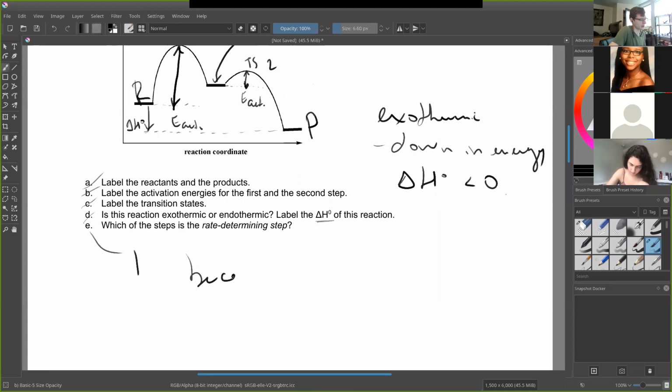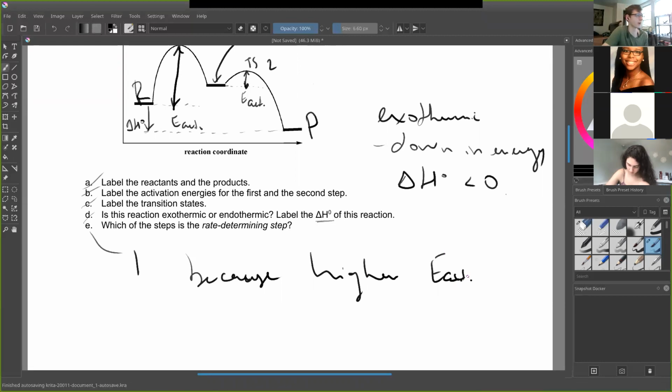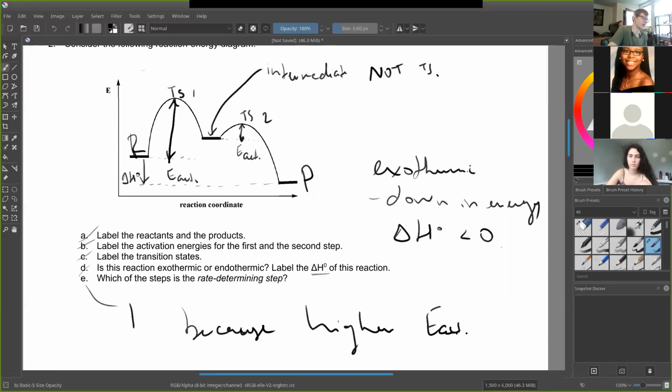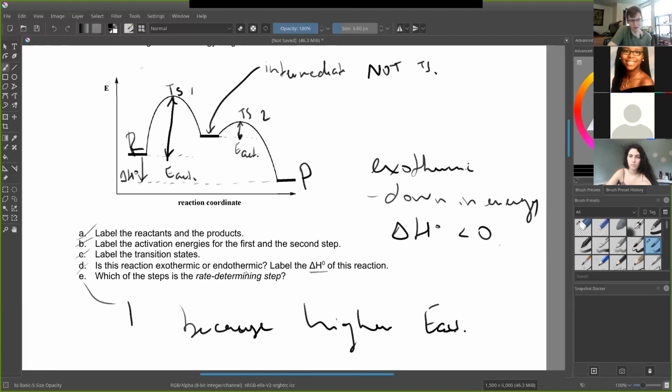So step 1, because higher activation energy. Okay. Activation energy determines how fast the thing will react, right? Because once it gets up there, it doesn't have to worry about anything else. It just slides its way down, right? But it has to get up to that activation energy. So that's what slows things down.